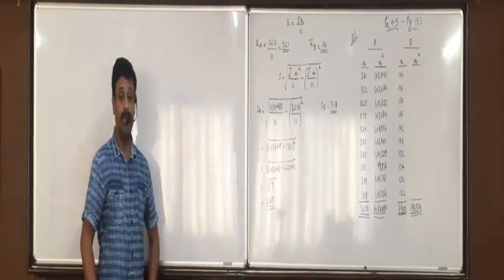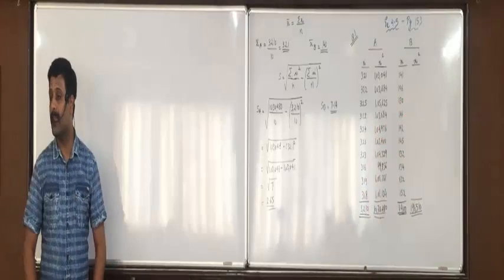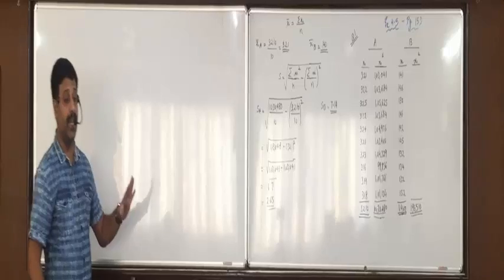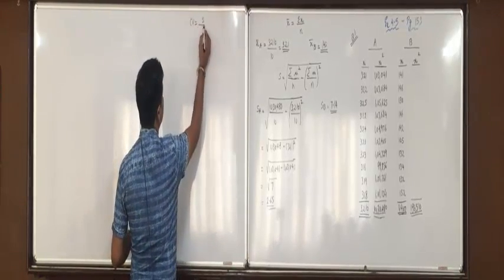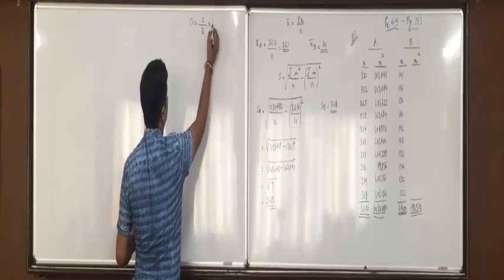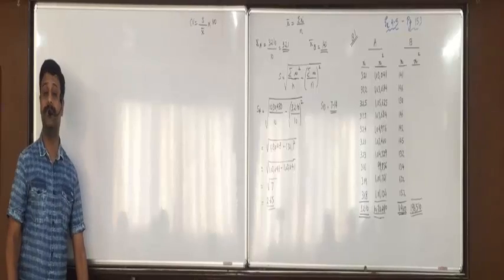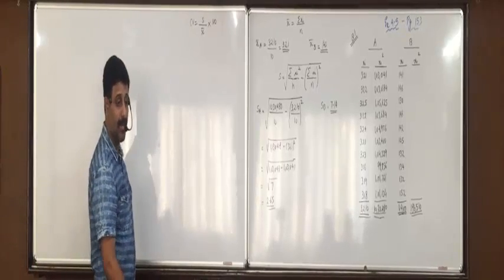Who are able to get 7.14? And who was the finding? Now be attentive. Now we need CV to take the decision. So in the center write down CV equals S upon X bar into 100. Okay, in the center of the page right now, CV equals S upon X bar into 100.